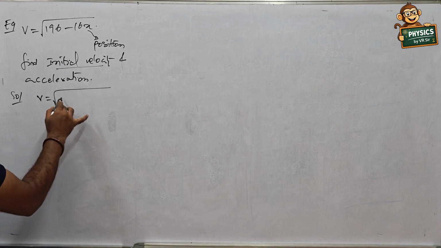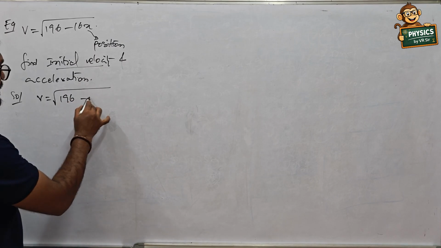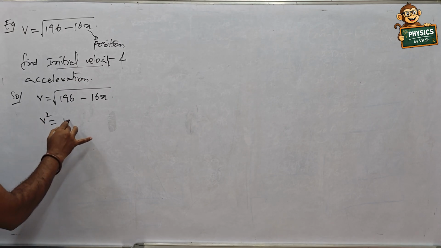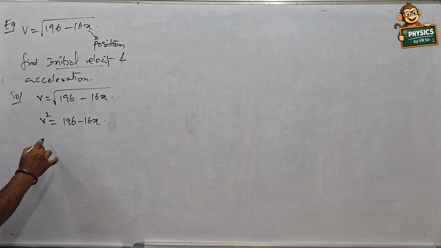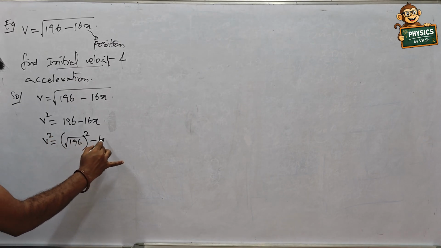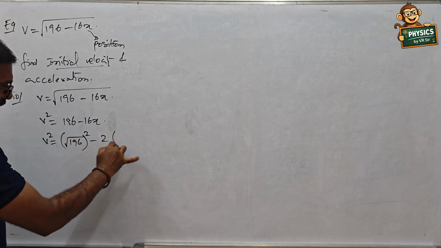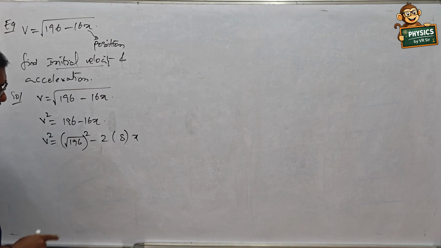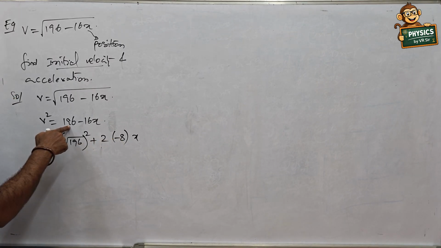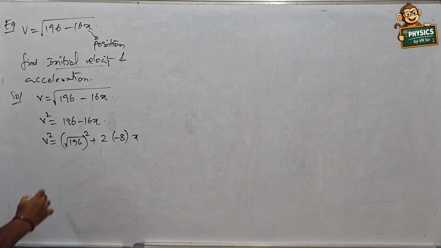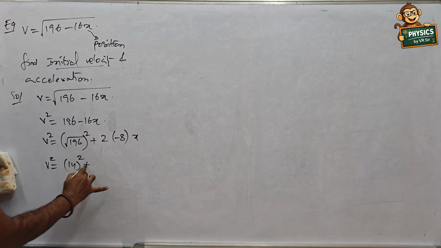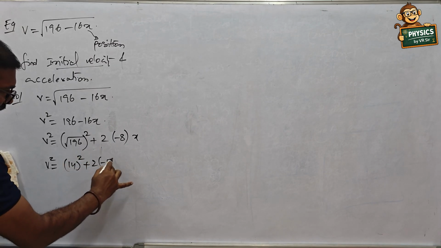Given the velocity as a function of position, v equals root over 196 minus 16x. If you square both sides, v square is equivalent to 196 minus 16x. I am going to write this as root 196 whole square minus 2 into 8 into x, and this can be written directly as 14 square. So v square is equivalent to 14 square plus 2 into minus 8 into x.